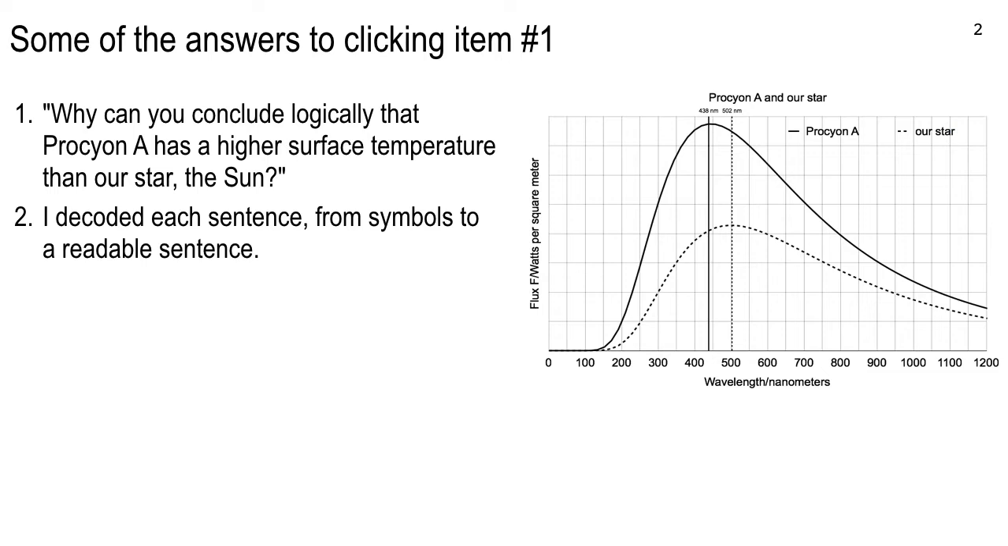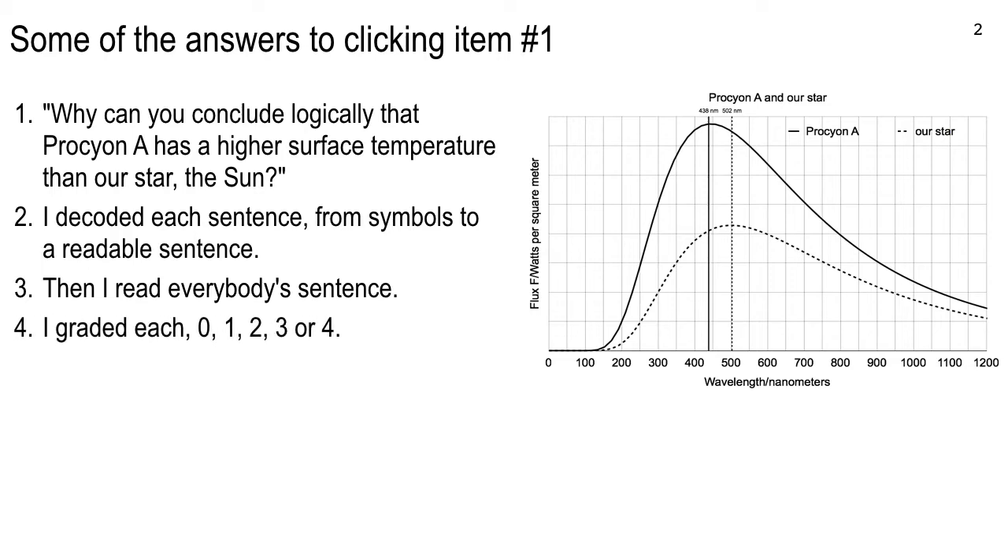Now, the way that I grade this, it's similar to the previous 2 exams. I decode each sentence, all right, from symbols to a readable sentence, and then I read everybody's sentence. For this class, I had about 270 sentences to read. It didn't take me that long. And so then I assign a grade, 0, 1, 2, 3, or 4. 1, 2, and 3 are partial credit, and in this section, there were a few students that got 1, a few students that got 2, a few students that got 3.